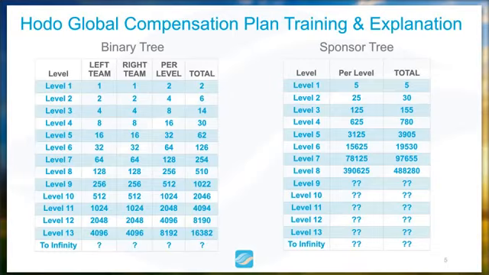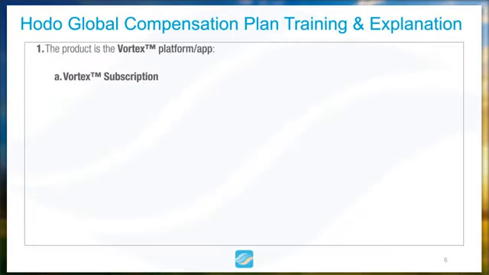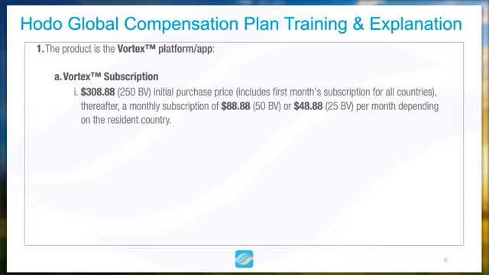Okay, go ahead. Real quickly, we'd like to explain what the product is. We have what's called the Vortex or the Vortex Platform app subscription. In Hodo, it's $308.88 for the initial purchase. That includes the first month subscription. And then thereafter, depending on what we call the GDP, and that's basically what the economy is like in that country. If it's not a great economy or a third world country economy, it's going to be $48.88. If it's a first world economy, it's going to be $88.88. Okay, that would be the monthly.